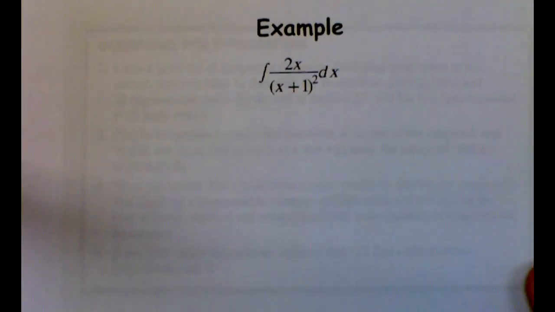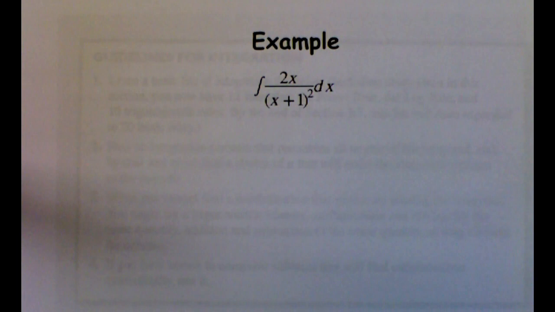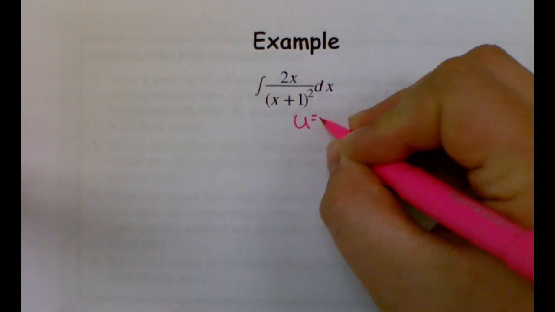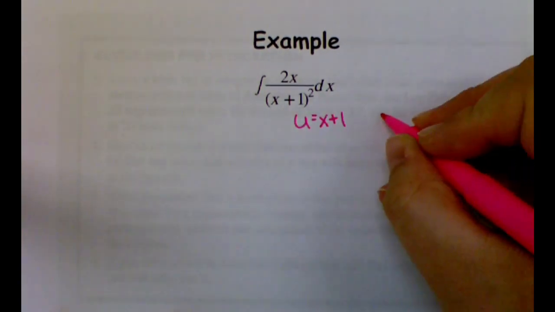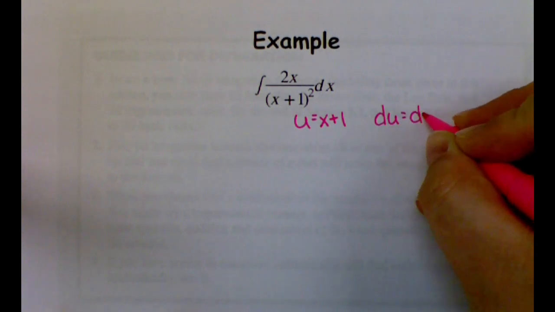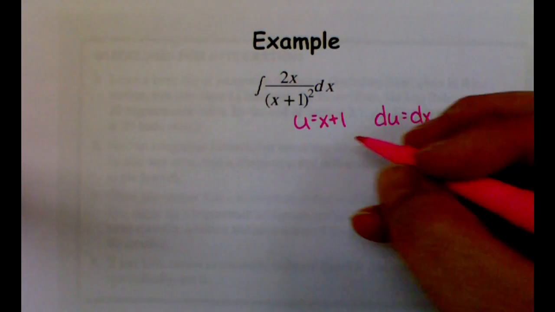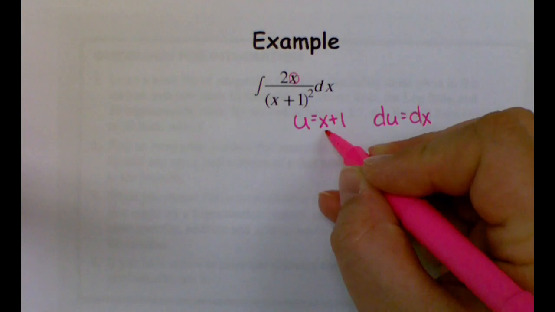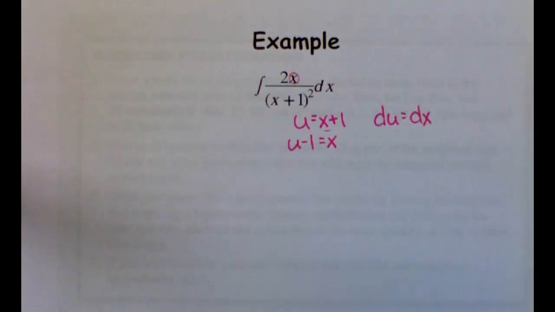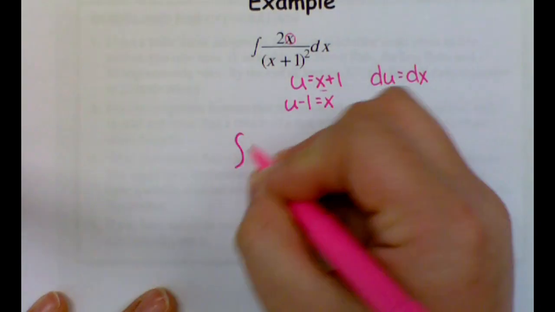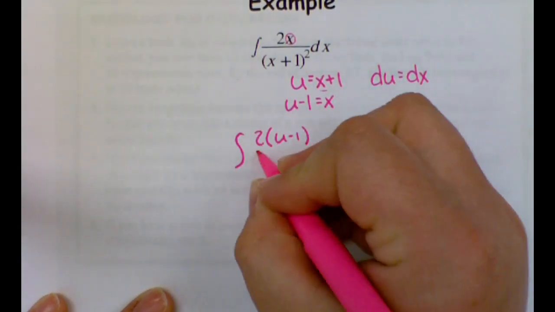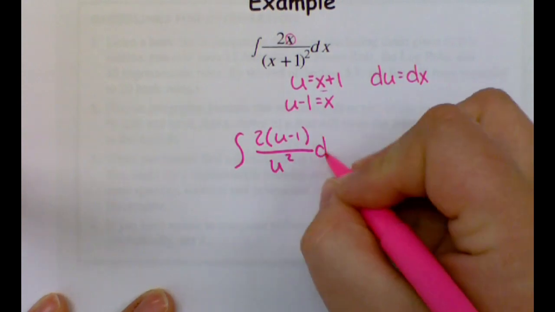All right, our next example. We're going to start by trying to find some u substitution. Ooh, but wait, is that going to work? Well, if u is x plus 1, then du is dx. We could use our method where we solve for x over here. So u minus 1 is x. So we could change this into 2 times u minus 1 over u squared du.